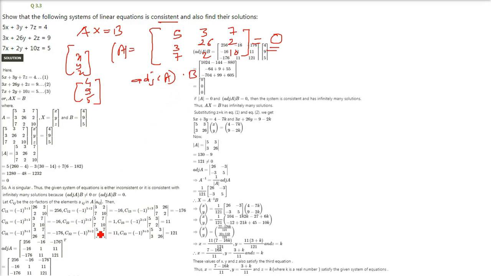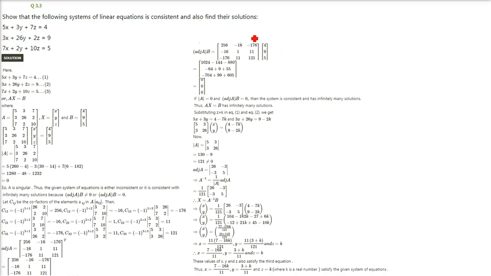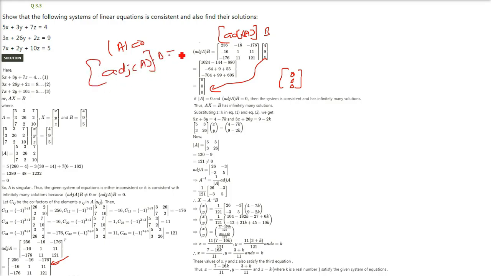I hope you'll be able to do that because adjoint of A we have already done number of times. If you have been following my discussions, we have been doing it quite a lot now. So this is adjoint A. Adjoint A, cofactor matrix transpose is adjoint A, and multiply with B. B I already showed you what is the B matrix, 4, 9, 5, and when you multiply it, it will be 0 again in this case. So when you have determinant of A as 0, adjoint of A multiplied by B is also 0. That means the equations are having infinitely many solutions.